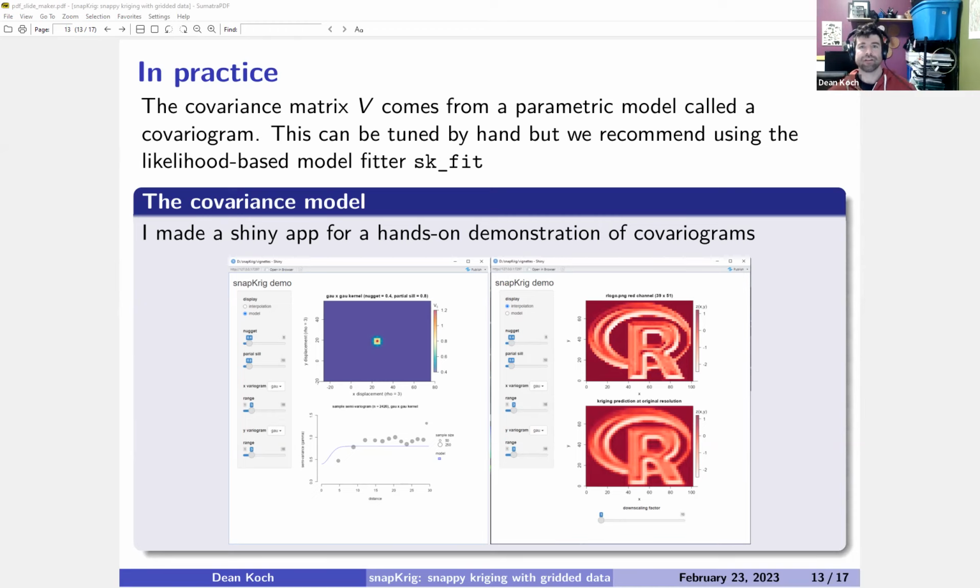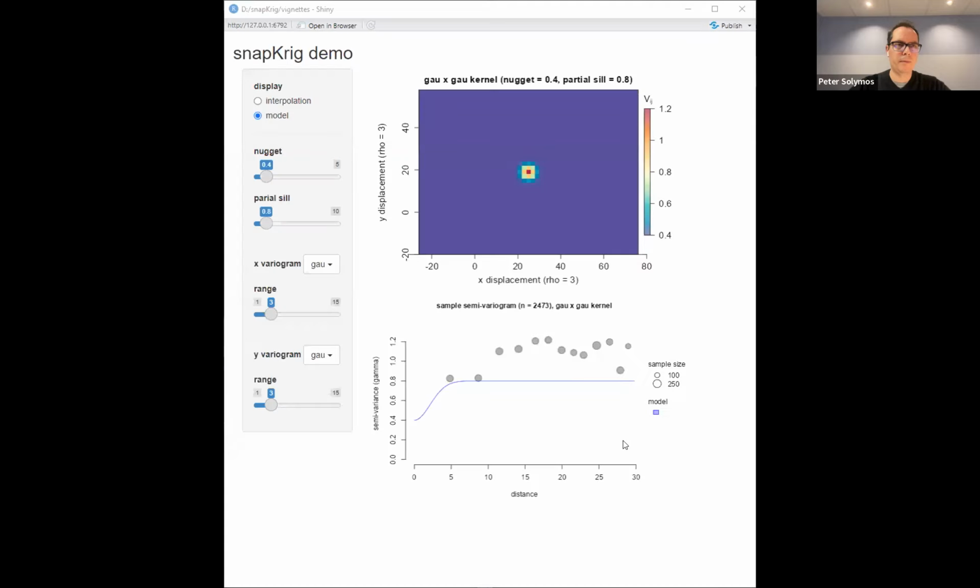Okay, so can you see the app? I can still see the slides. Oh. Yes. How about now? Okay, good.